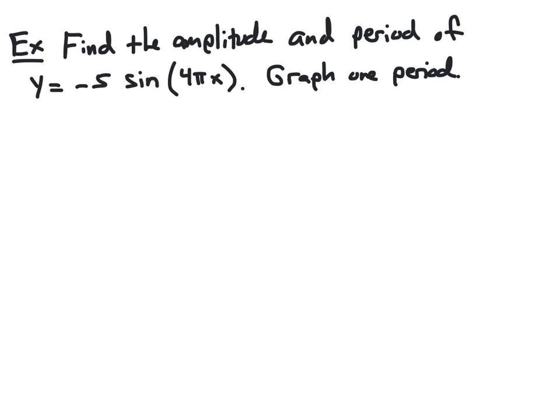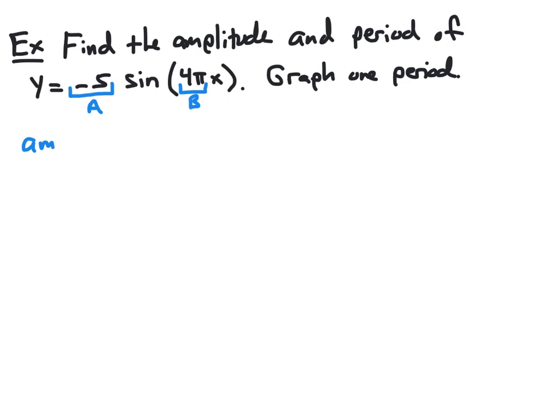In this example, we want to find the amplitude and period of the function y equals negative 5 sine of 4 pi x, as well as graph 1 period of the function. So in order to do this, we first need to identify the values of a and b in our sinusoidal curve formula. Here a will be the number negative 5, and b is the number 4 pi. And once we know this, we can use our formulas to find the amplitude and period of our function.